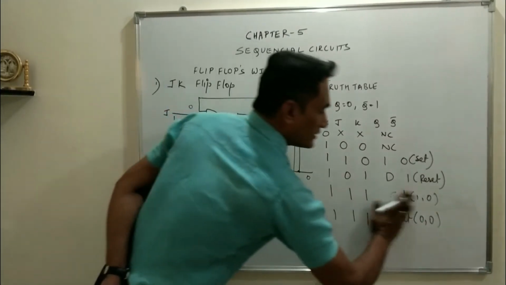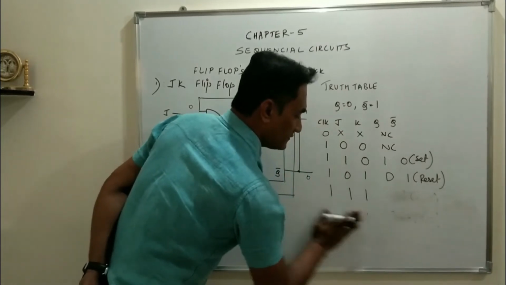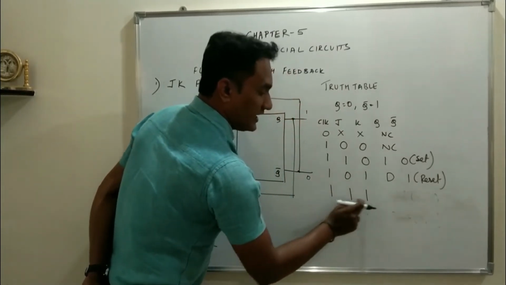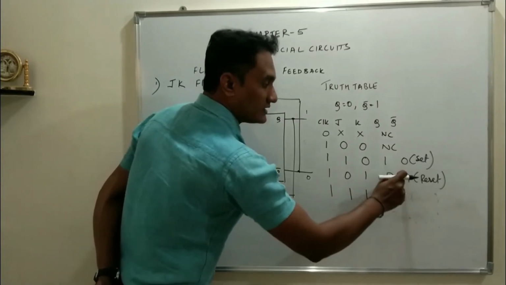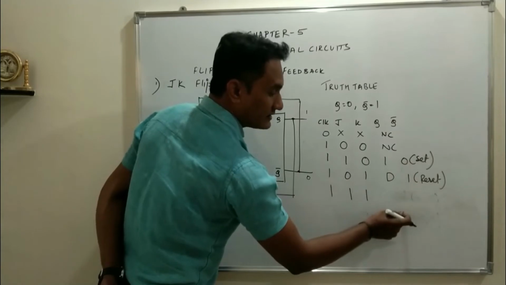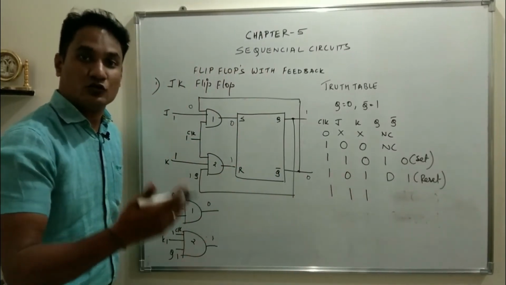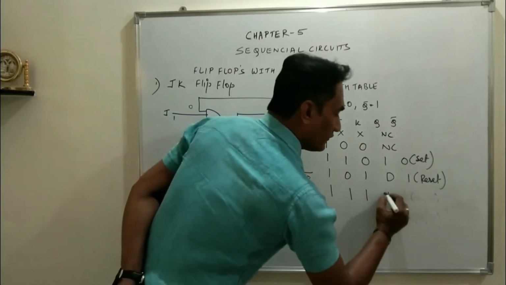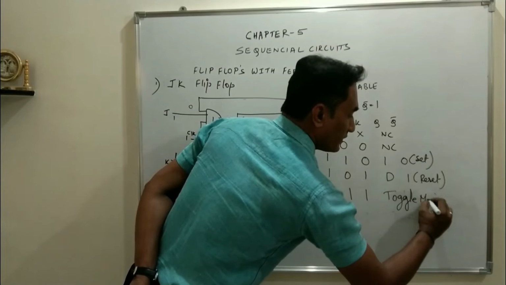Or in other words, what we can say is, if we make J and K 1 and we keep on giving clock pulse, what will happen? If it is previously reset, it will set. If it is previously set, it will reset. It will keep on changing from set to reset, reset to set. So we say the flip-flop works in toggle mode.